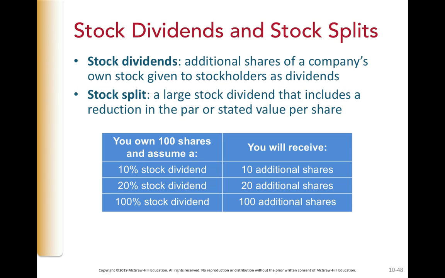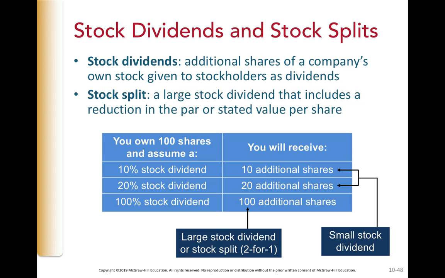So let's say you own 100 shares and assume a 10% stock dividend. You will receive 10 additional shares. If you assume a 20% stock dividend, you will receive 20 additional shares. If you assume a 100% stock dividend, you will receive 100 additional shares. The first two are a small stock dividend. The bottom one is a large stock dividend or stock split, which is known as a 2-for-1.